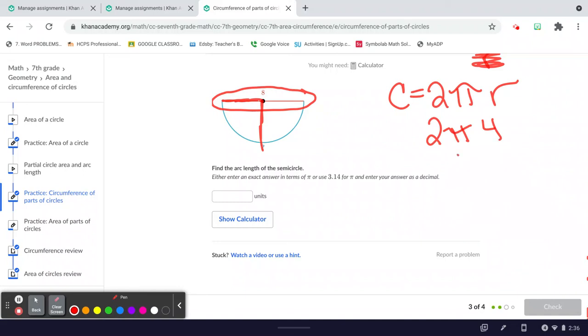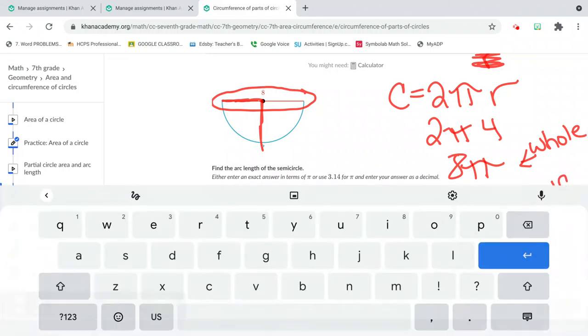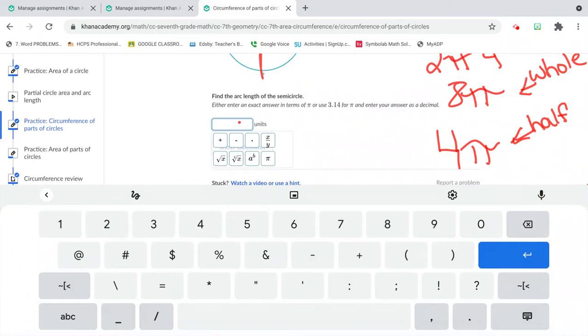2 times 4 is 8. So I know that the circumference of this entire circle, if it were a whole circle, would be 8 pi. But we don't have the entire circle. We only have half of the circle. I know that half of 8 pi is 4 pi. Remember, this would have been if we had the whole circle. We only have half a circle. So we take half of 8, which is 4, and I put my pi symbol back.